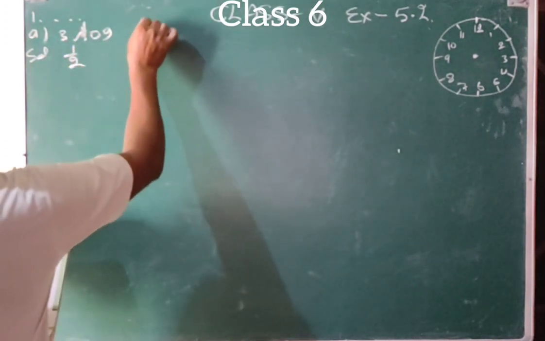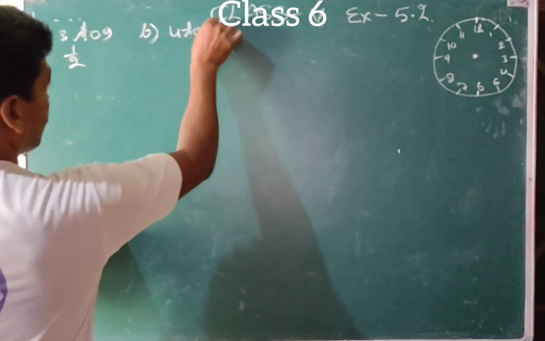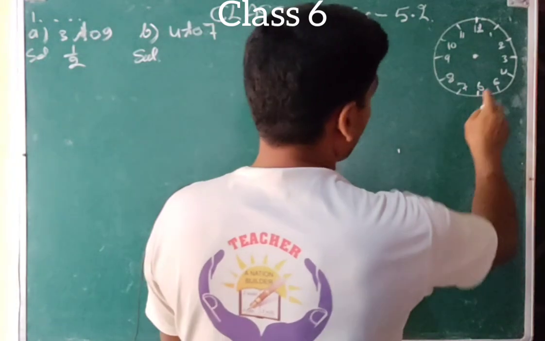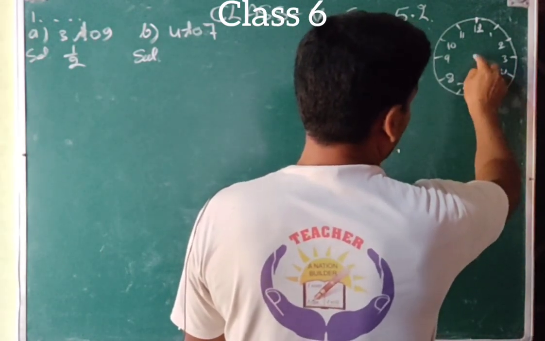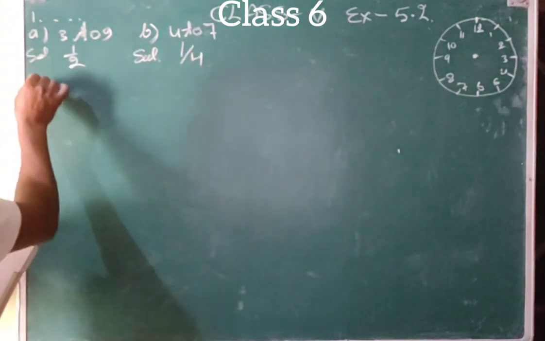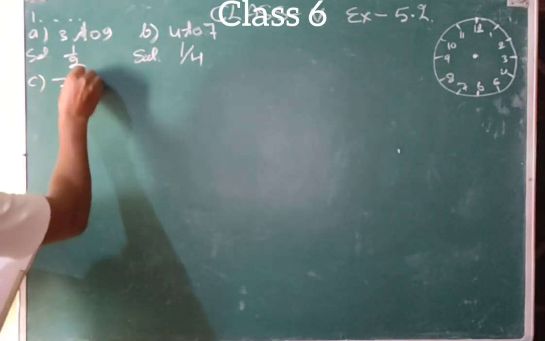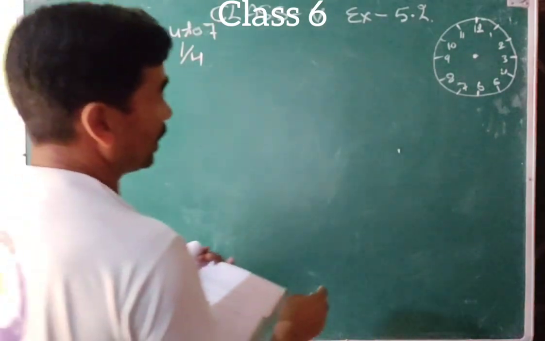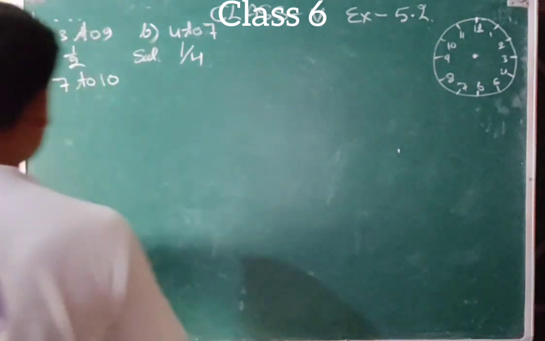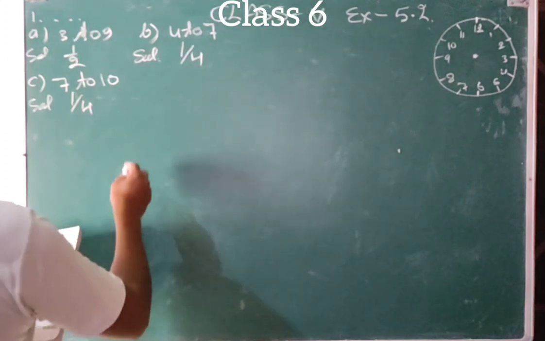B part is 4 to 7. That will be 1 upon 4. C part, that is 7 to 10. You can see here 7 to 10. This one is also 1/4.